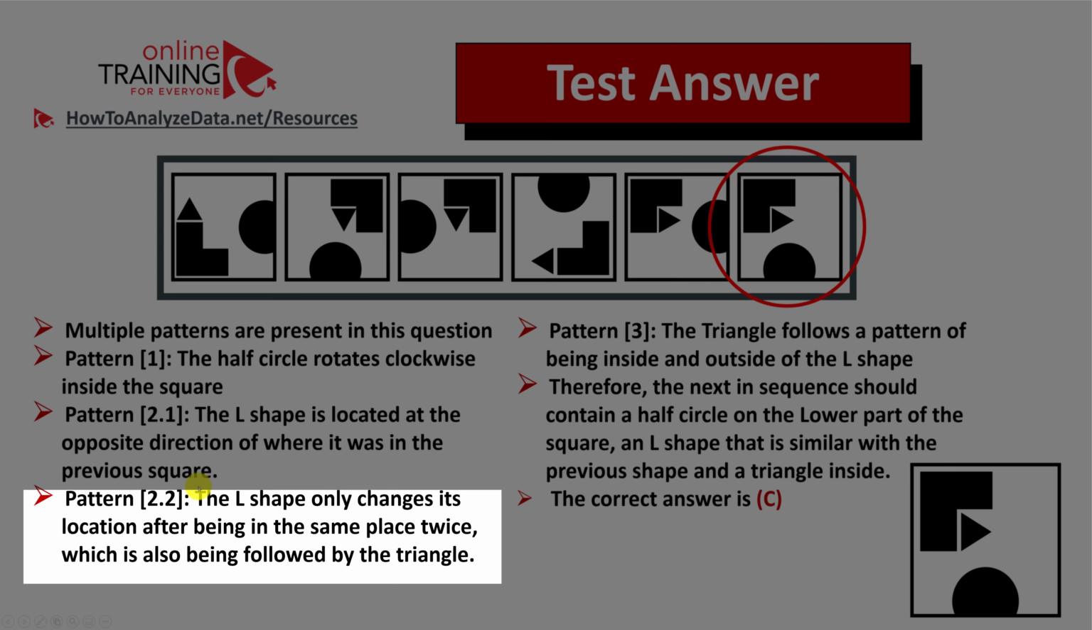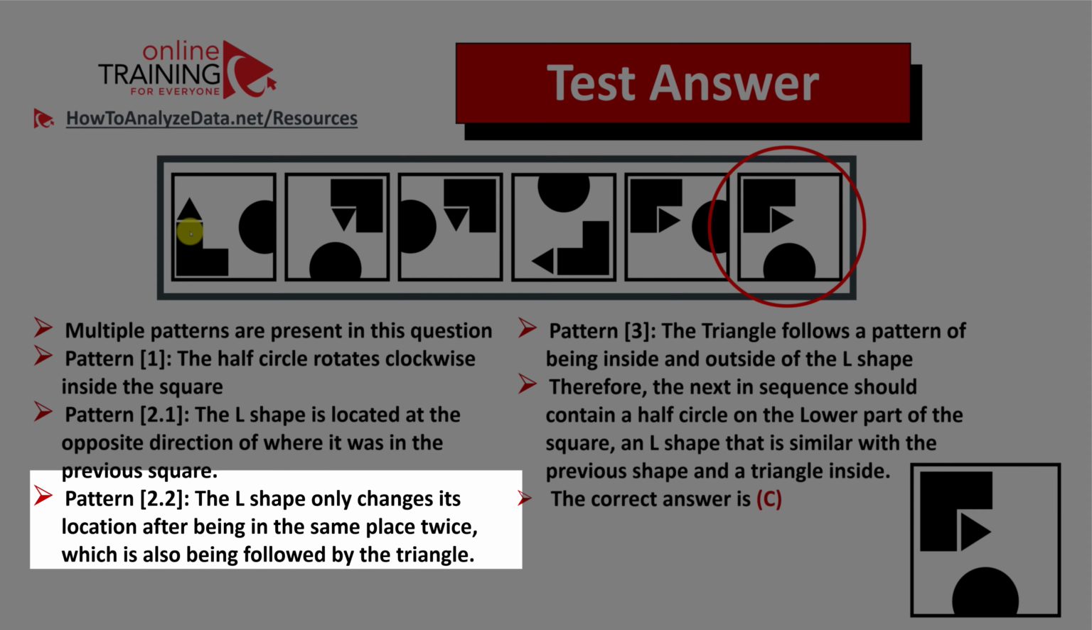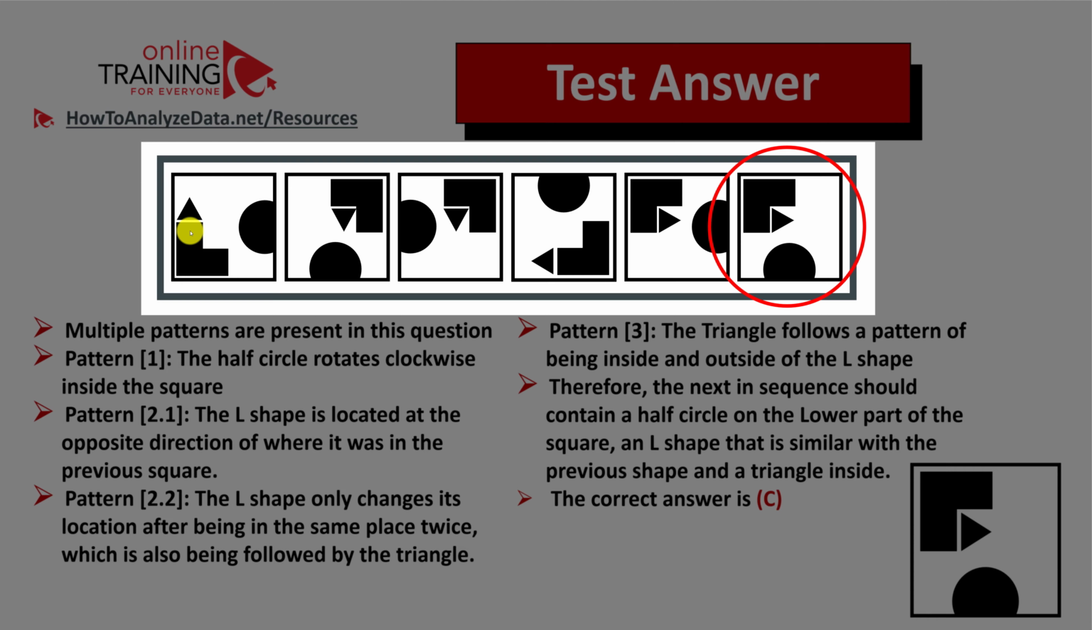And then the third pattern, also related to the L shape, is where L shape only changes its location after being in the same place twice, which is also being followed by the triangle. As you can see, the L shape in the first square is located in the bottom left corner. And then in the next 2 shapes, it's located in the upper right, and then in the upper right again. Then it changes the position and goes into the bottom right. And then the next 2 positions, according to the pattern, would be upper left and then upper left again.